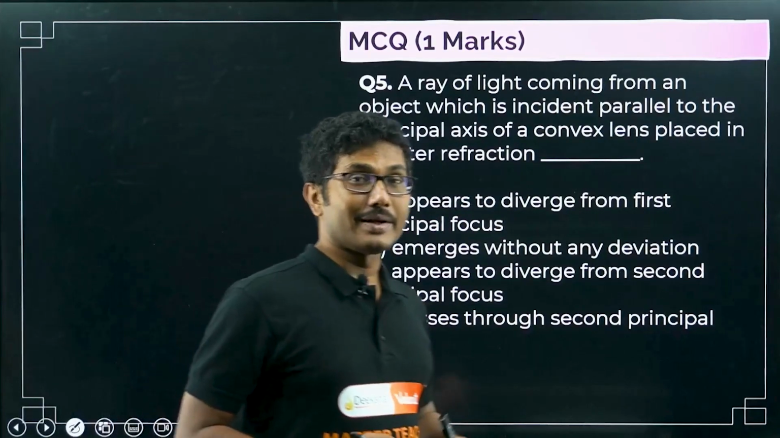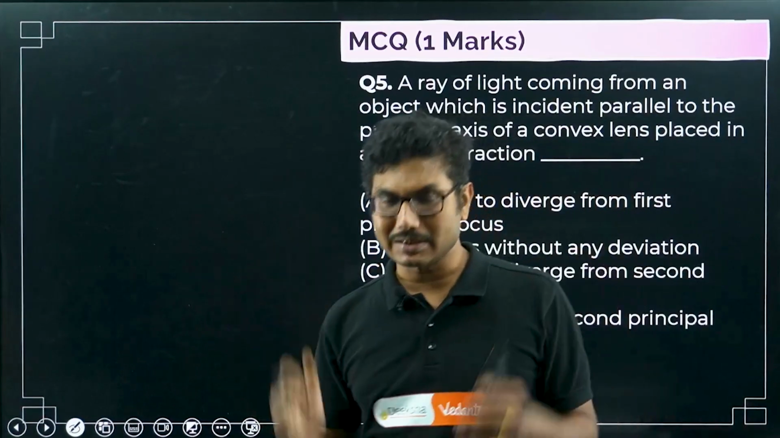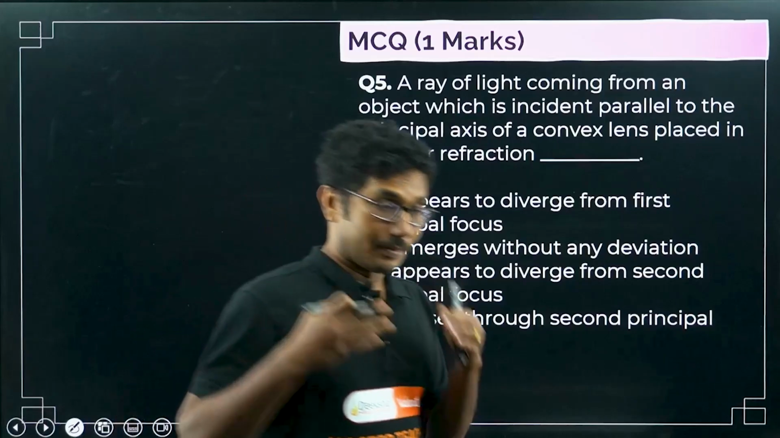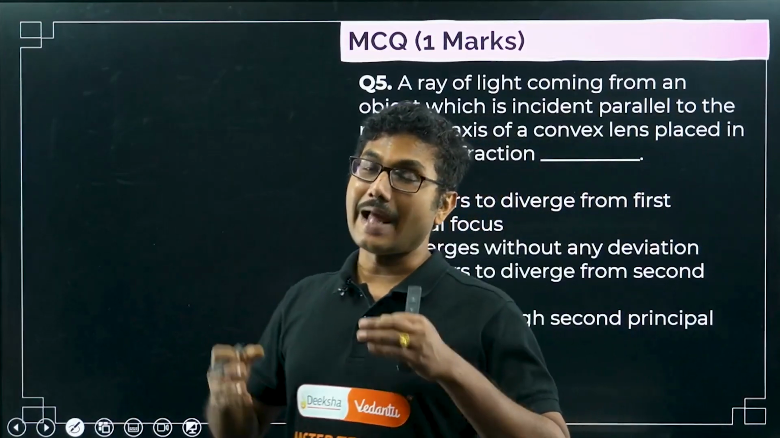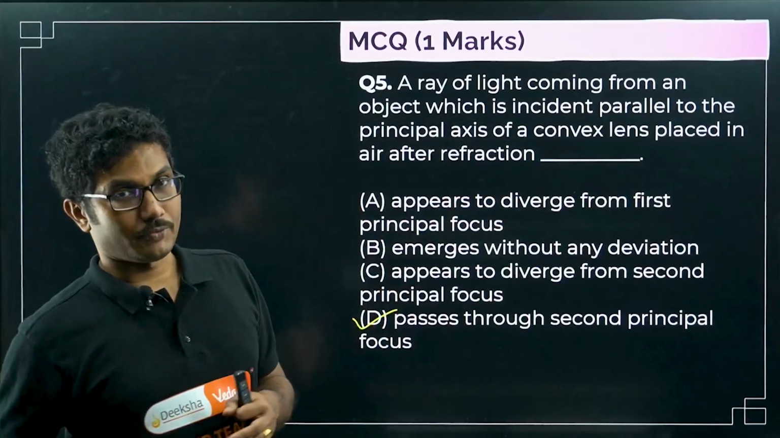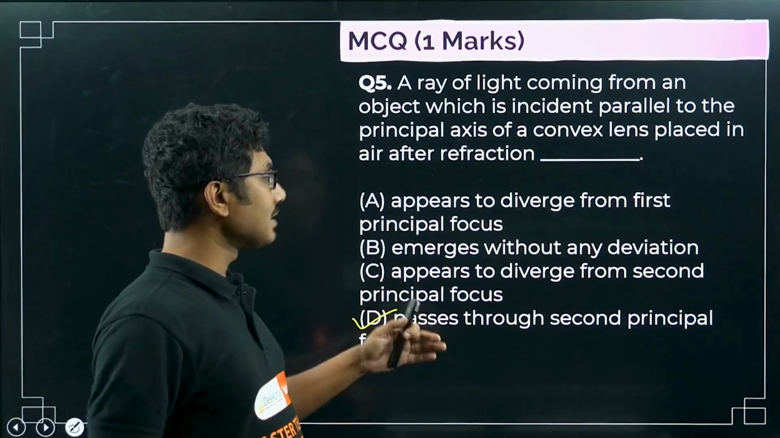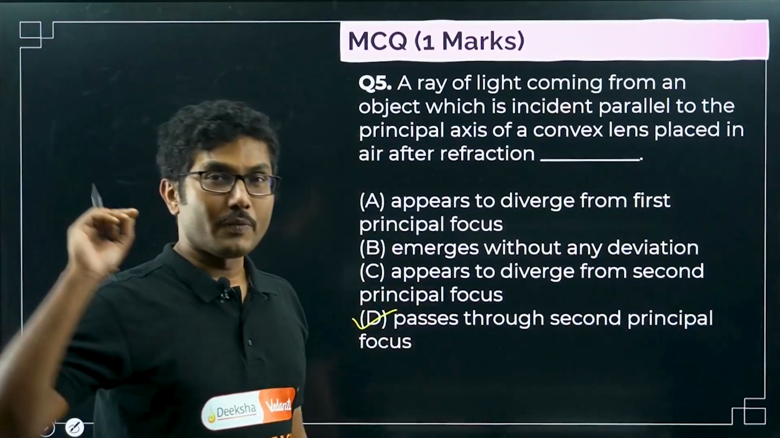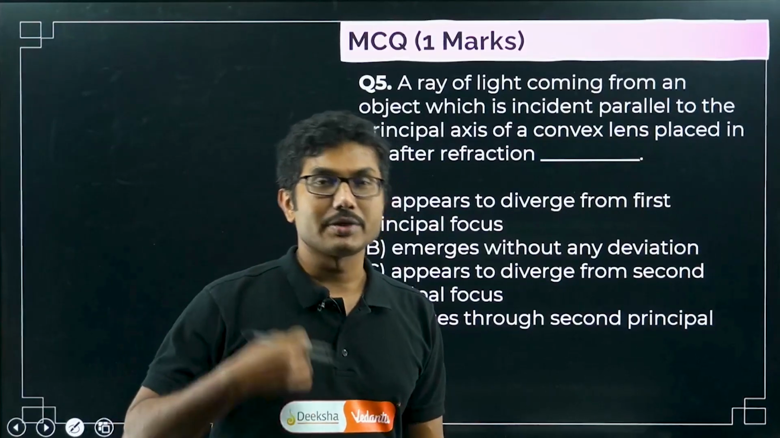Here parallel rays when they fall on a convex lens, they converge, they pass through a point. Okay, when the parallel rays fall on a concave lens, then it appears to come from the first principal focus. Okay, clear? Now this is the correct answer, that it passes through the second principal focus. So you have to be careful, it should always be 'passes through' in case of convex lens. For concave lens, it appears to come from.